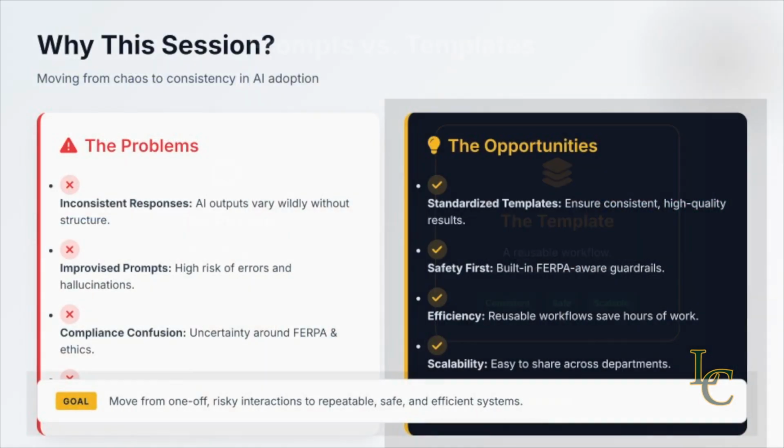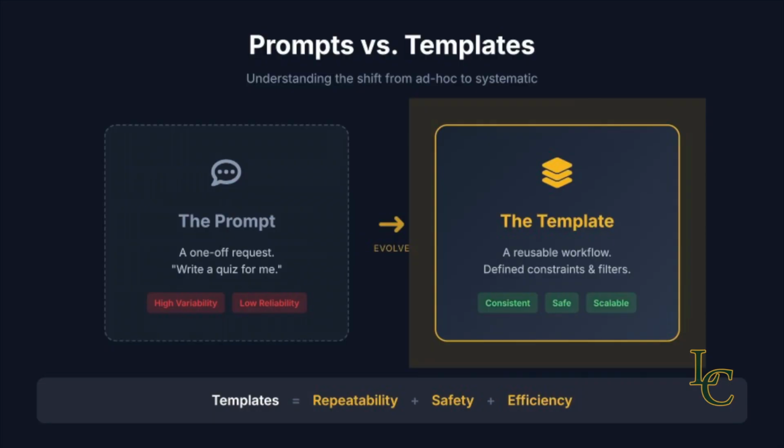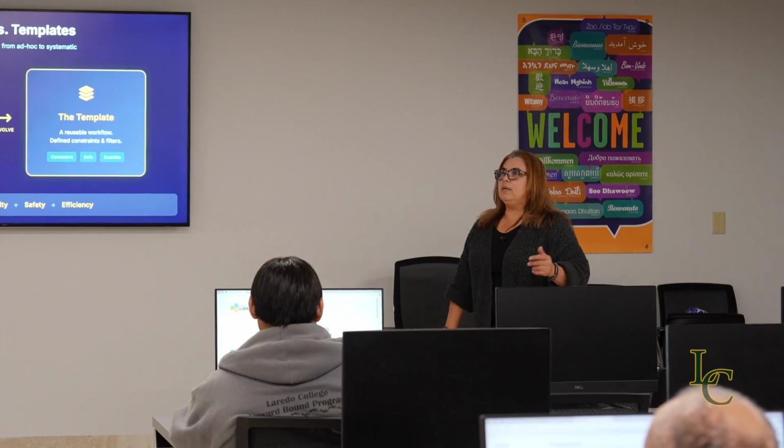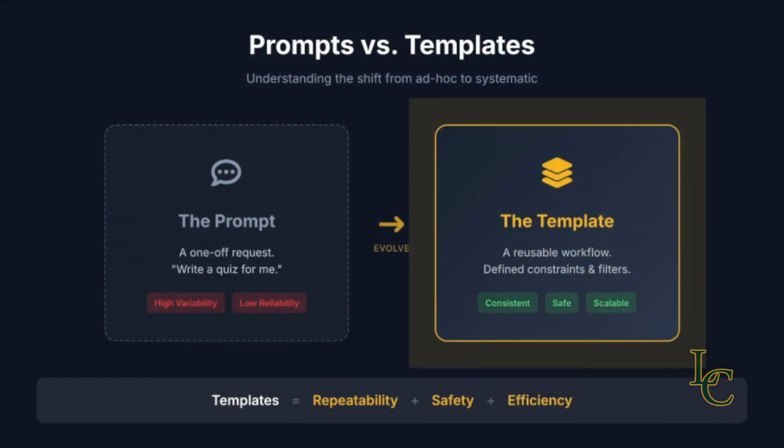Efficiency and scalability. Prompts versus templates. The prompt, of course, is the one-off request, like write a quiz for me: high variability, low reliability. You can evolve it into a template, which is, of course, a reusable workflow with defined constraints and filters. You're telling it exactly what to do. So you're consistent, you're safe, and it's scalable. So it's repeatability, and it's safety, because your AI has learned from you exactly what you're looking for. It also helps with efficiency because now it knows exactly what you're looking for.